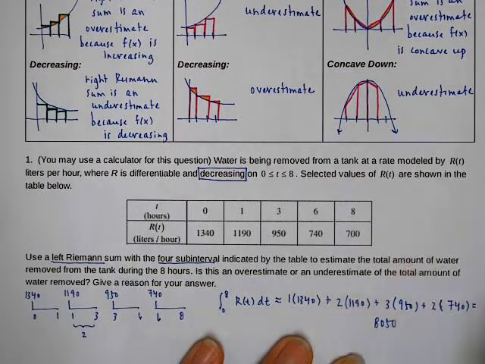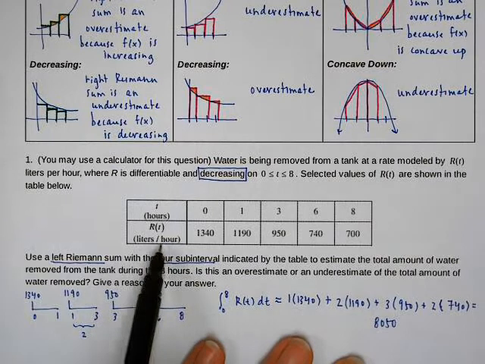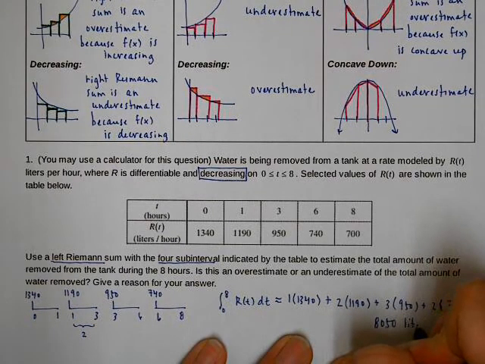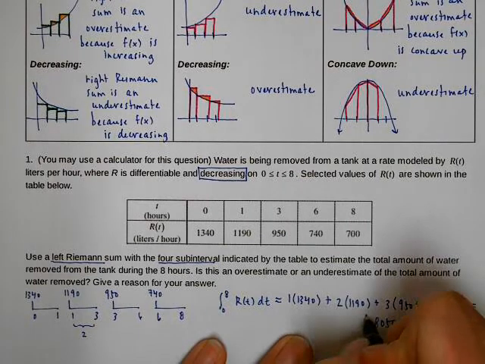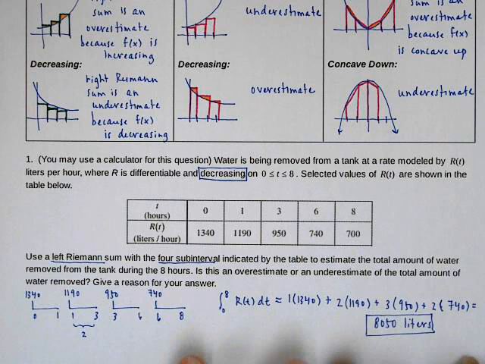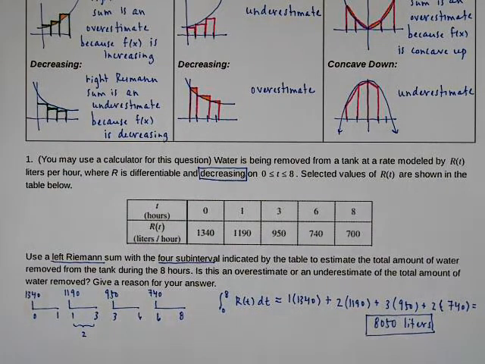And I get 8,050. Now my units, since I multiplied hours times liters per hour, is going to be liters. So there is our estimate of the value of that integral. So now it asks us, is this an overestimate or an underestimate of the total amount of water? And it asks us to give a reason.